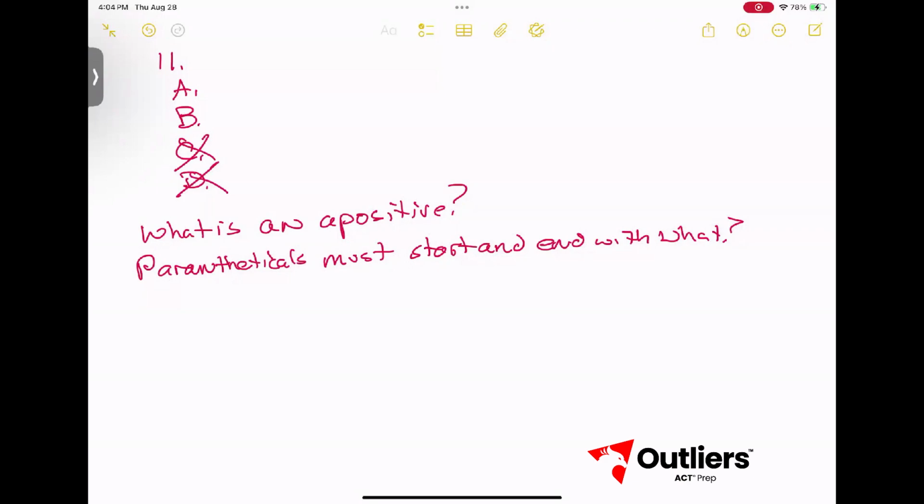And so that just leaves us with A and B. And we know that a parenthetical must start and end with the same punctuation. So since it started with a comma, it needs to end with a comma, which is what B does. So A can be eliminated because it's breaking the parenthetical rule.